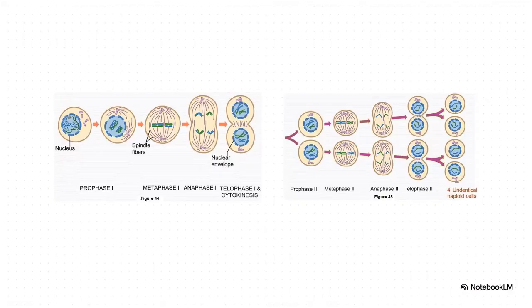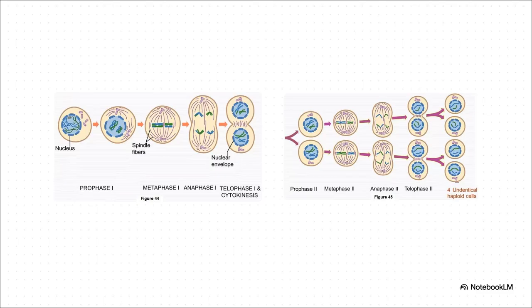To solve the tangled chromosome problem, the cell fires off two rapid back-to-back rounds of division. First up is meiosis I, which is laser-focused on separating those homologous chromosomes we just spent all that time pairing up. It literally drags the newly recombined maternal and paternal chromosomes to opposite sides of the cell.